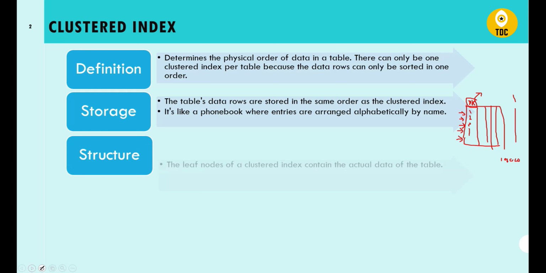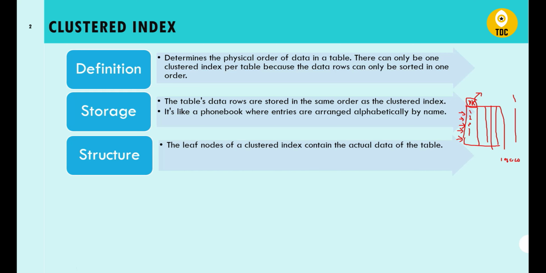Next, the structure. We understood the storage, but if you go a little deeper, how exactly will the data be stored? Structurally, the indexing will use something called a B-tree. If you know about data structures, a B-tree is a kind of data structure. In a B-tree structure, let's suppose you have something like a root node, which is an entry point.